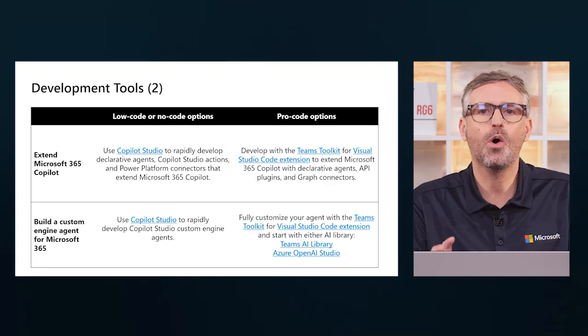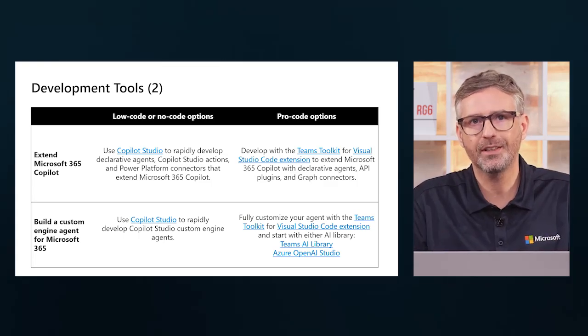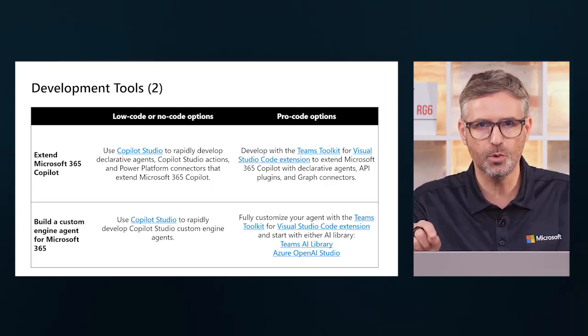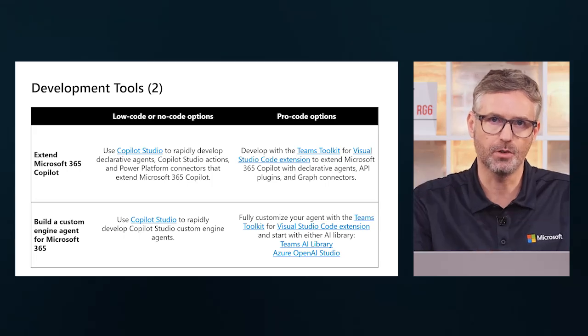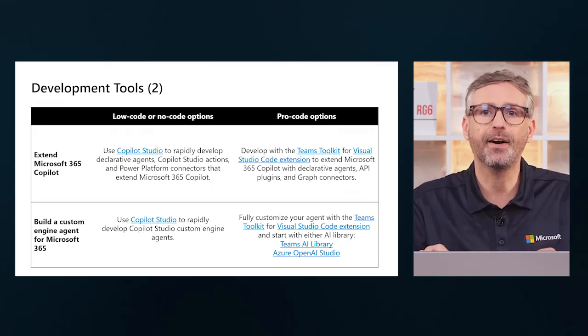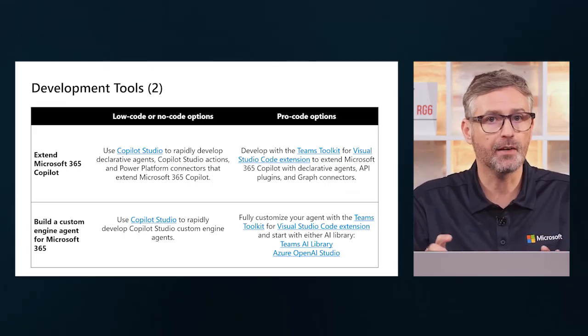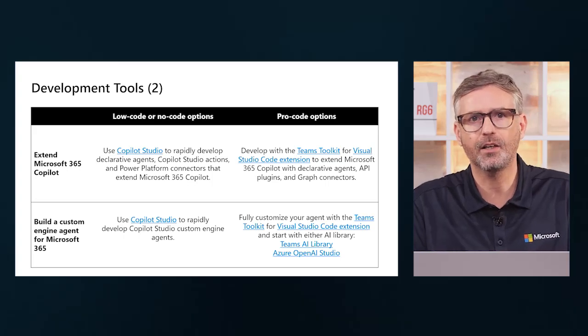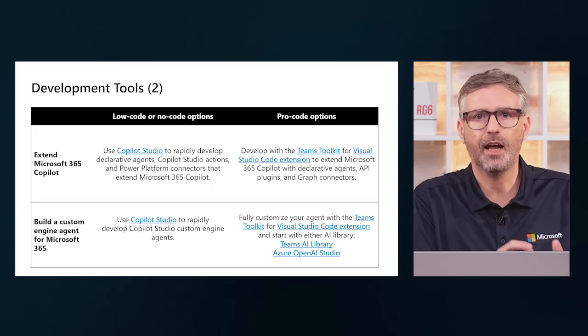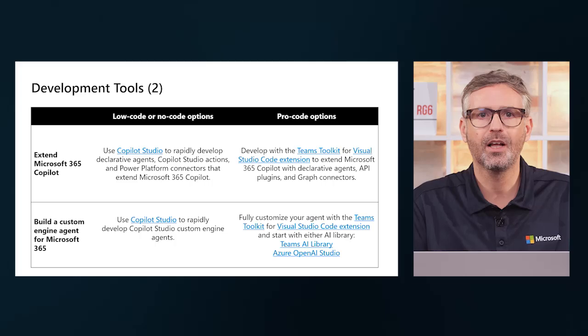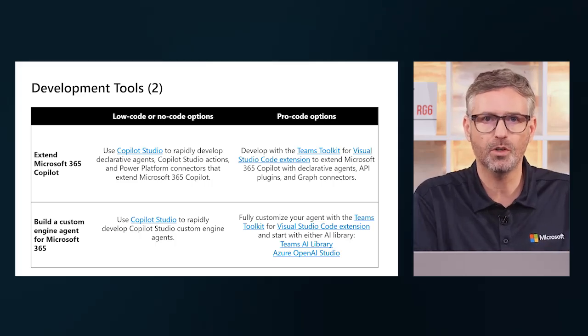If we choose a no-code or low-code option, definitely Copilot Studio is our tool. But if we prefer coding, we can use the Teams Toolkit or directly all the resources within Azure AI Foundry, for example, and the different Visual Studio Code libraries.